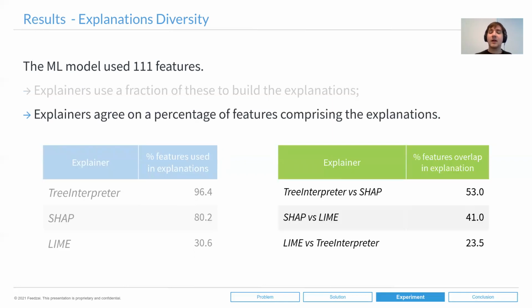We also observed an overlap on the explanations, which means explanations that had the same features to explain the same instance. We observed that 3Interpreter and SHAP were the ones that had the highest overlap, and LIME and 3Interpreter were the ones with the lowest overlap. What these results mean is that the explanations that we had for each instance were highly dependent on the explainer that we had. They were not similar between explainers.